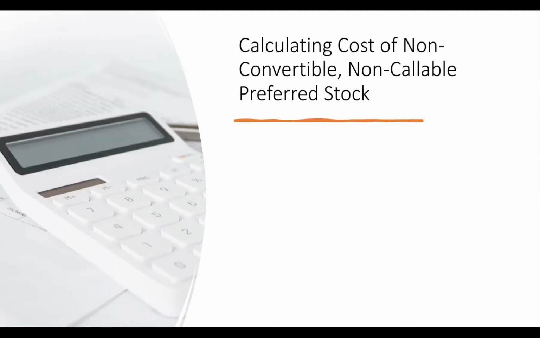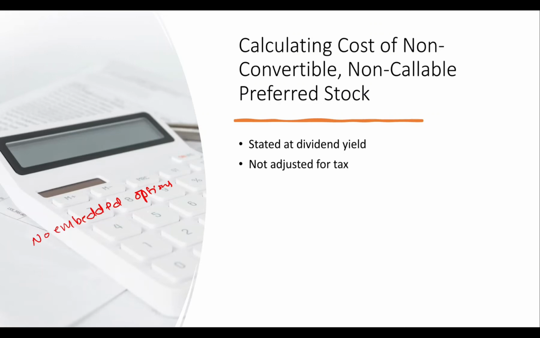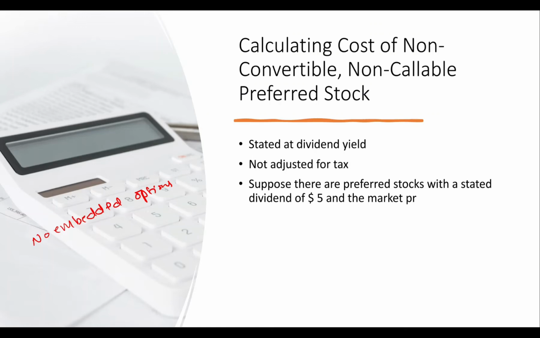Now, what are non-convertible, non-callable preferred stocks? These are the preferred stocks with no embedded options and should be stated at the dividend yield itself. And how are these treated? Since the preferred stock is non-tax deductible, it should not be adjusted for tax either. Say, for example, suppose there are preferred stocks with a stated dividend of $5 and a market price of $80. The yield on such a stock would be stated at 5 divided by 80, that is 6.25%.